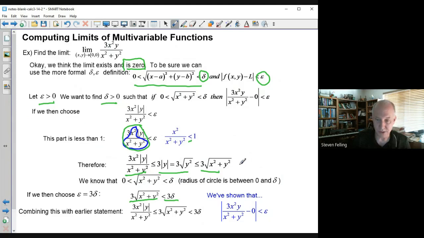Then that means that we can say that the original function is less than 3 times the square root of x squared plus y squared, which is less than 3 times delta. And that means we've shown that the difference between this and 0 is less than that epsilon, as long as we choose epsilon to be 3 delta.